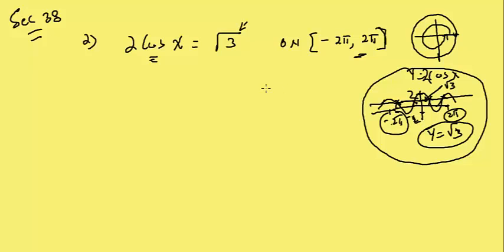You can also do this using a graphing calculator, but you can't use a graphing calculator. First thing I'm going to do is divide both sides by 2. So I have cosine x is equal to rad 3 over 2.